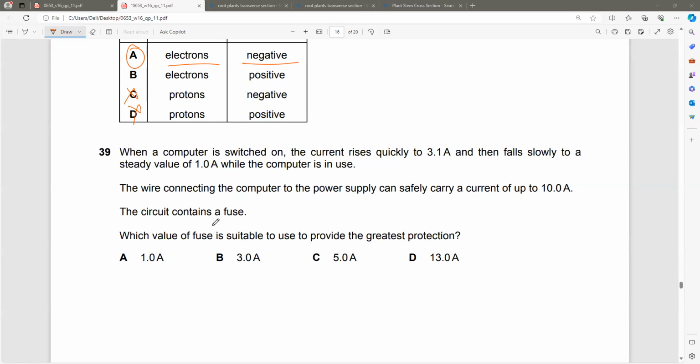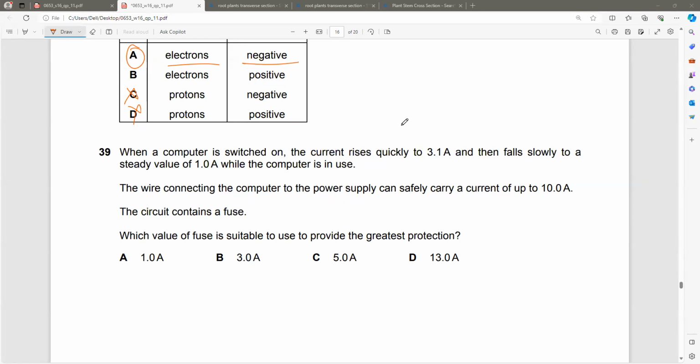Maximum rise in current, how much? When you switch on the computer, 3.1 ampere. So, can I choose a fuse below that? No. Can I choose a fuse more than 10 ampere? No, because maximum supply is 10 ampere. If I choose 13, what will happen? My computer needs 3 ampere, but my connecting wires can supply 10 ampere. I am choosing a fuse of 13 ampere.